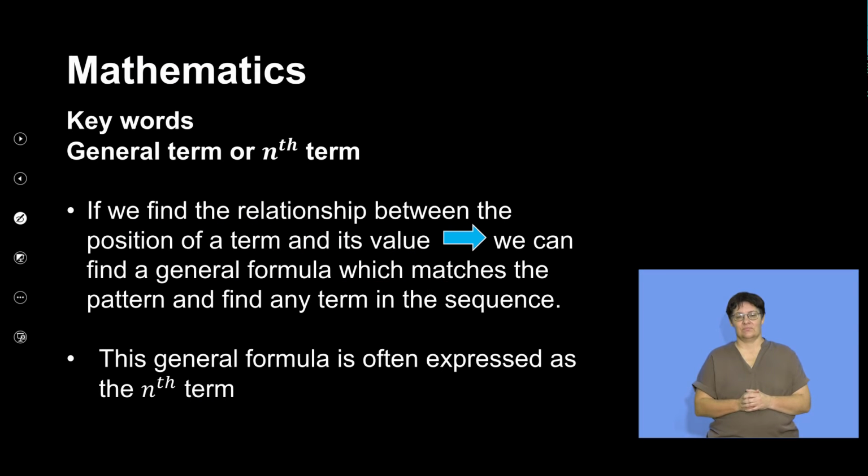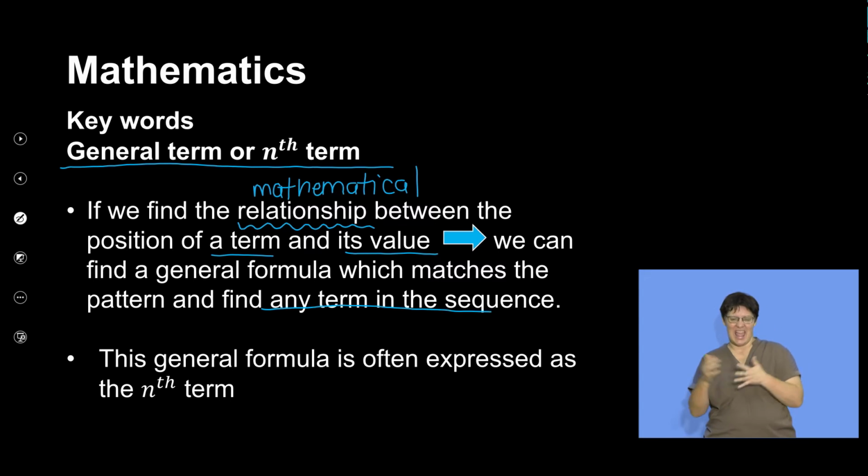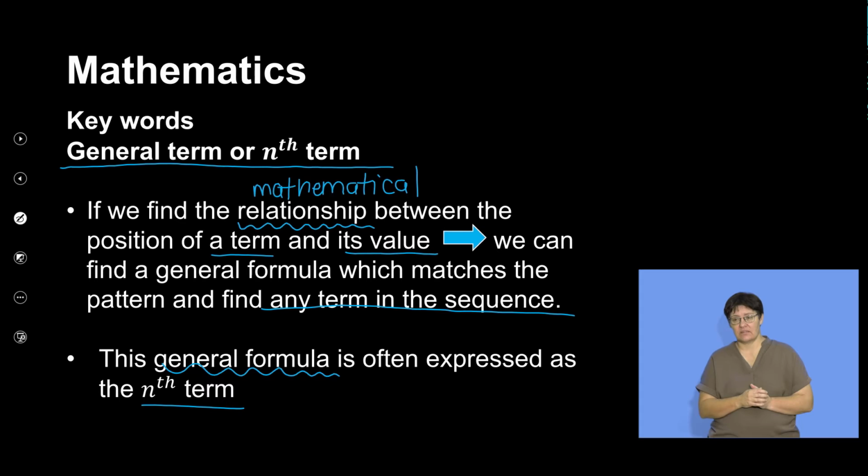We are going to look at the next definition, which is the general term or the nth term. What this means is that if we find the relationship, and by relationship we mean the mathematical relationship, between the position of a term and its value, we can find a general formula which matches the pattern and find any term in the sequence. So the general formula is essentially expressed as the nth term.